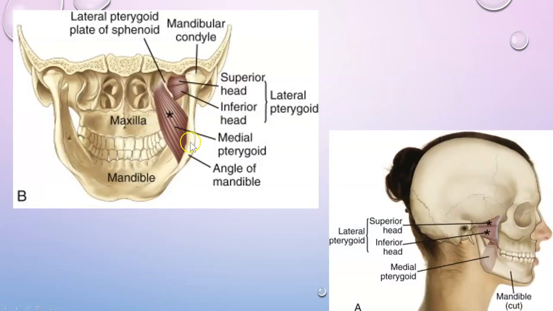So we see it here. You can see why it deviates to the opposite side. This attachment distally here on the inside of the mandible is going to move towards this more fixated part up in the sphenoid. Hence, if this part is moving closer to this part, then the jaw is going to move in this direction.